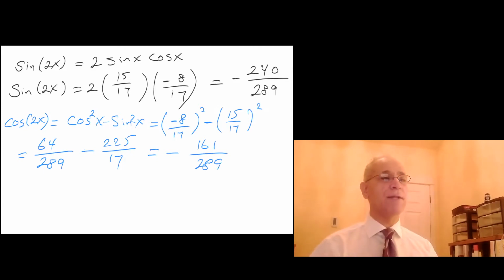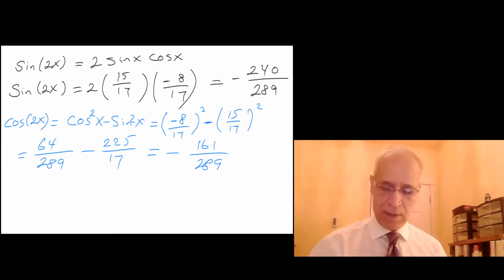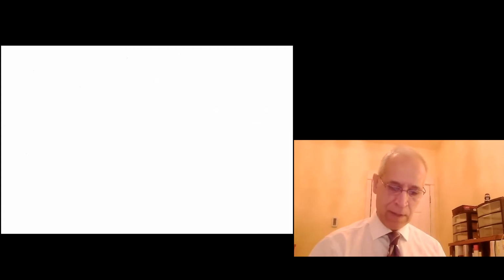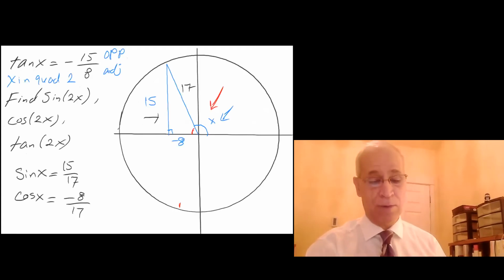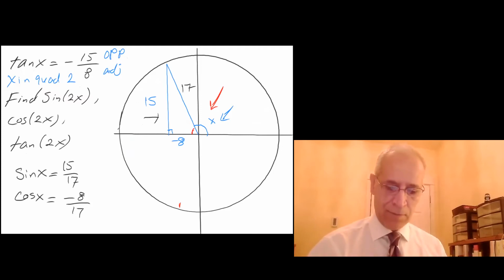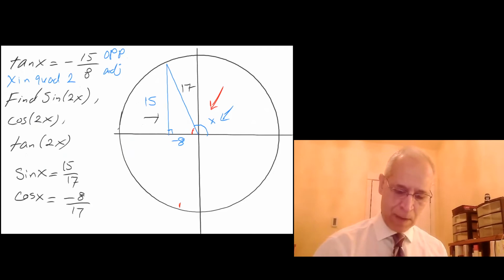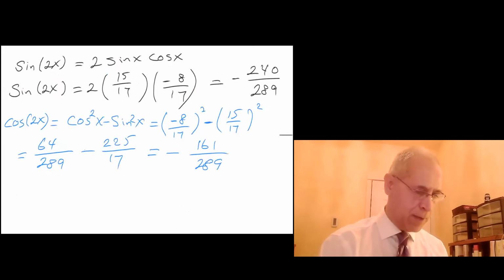I know cosine is negative in quadrant 3, and sine is negative in quadrant 3. And I reasoned with you that although x is in quadrant 2, 2x is somewhere in quadrant 3, or maybe even, in this case, 3. But if x was wide enough, we would fall in quadrant 4. Now let me go to this page.